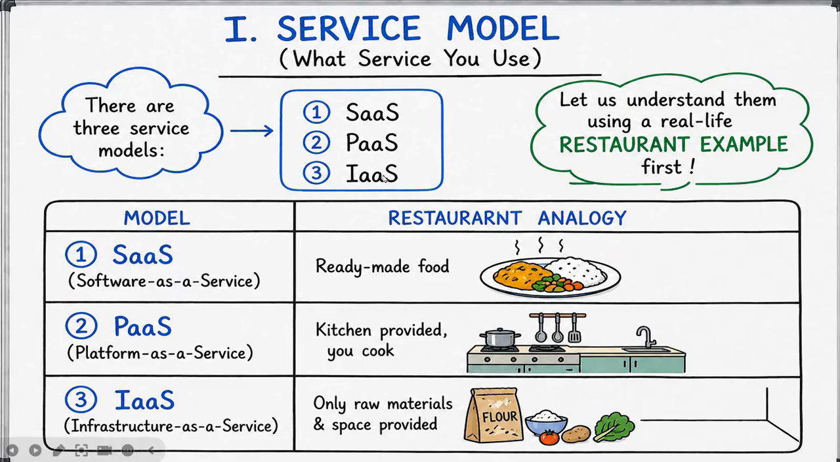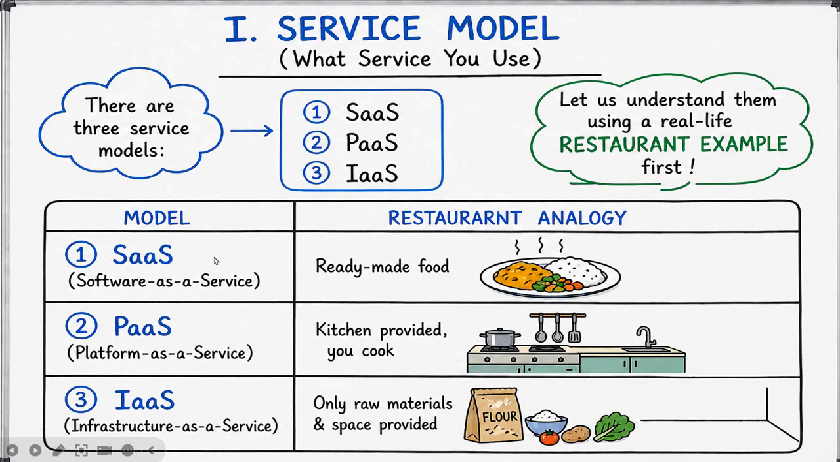And infrastructure as a service provides basic computing resources like virtual machines, storage and networking. Users have control over the operating system and applications, but not the hardware. Examples include Amazon Web Services and Microsoft Azure. Now we'll understand these three with the help of a real-life restaurant example.